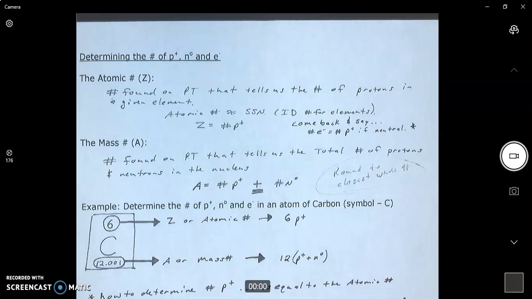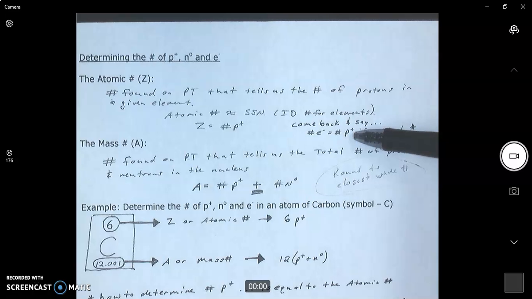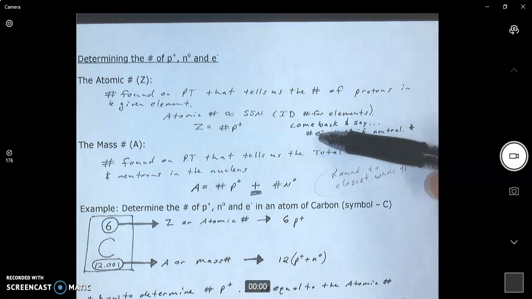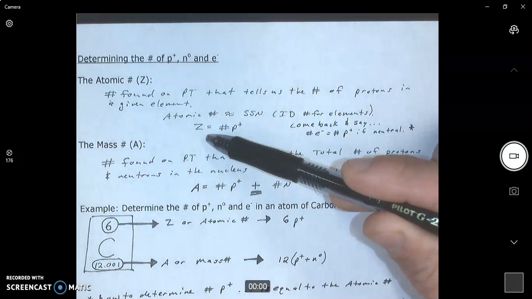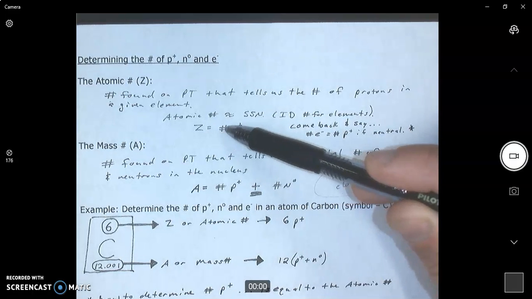If the atom is neutral, then the number of electrons and protons will be the same. The number of electrons is not the atomic number. The atomic number is the number of protons.